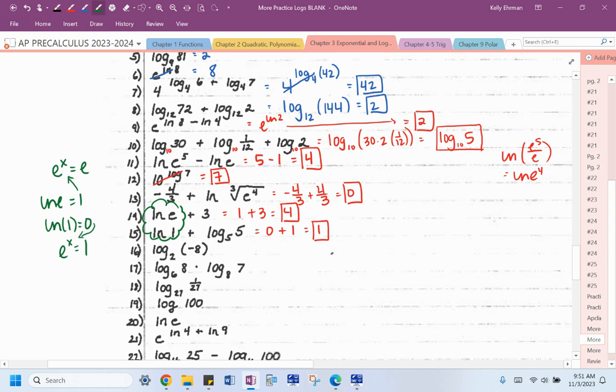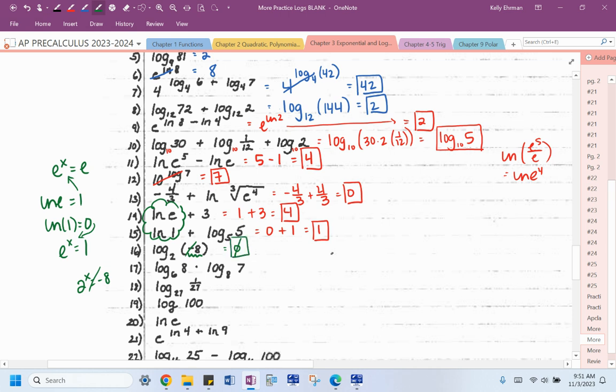2 to what power is negative 8? That's not possible. 2 cubed is 8. 2 to the negative 3 is 1 over 8. But you can't raise a positive number to a power and force it to be negative. So no solution.